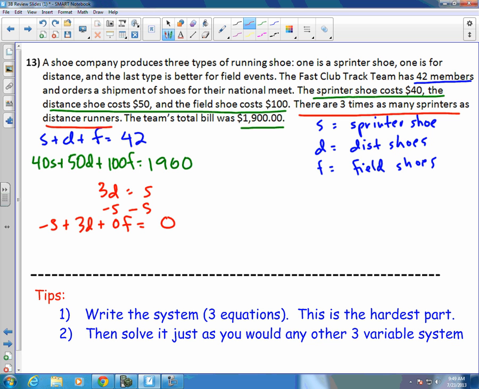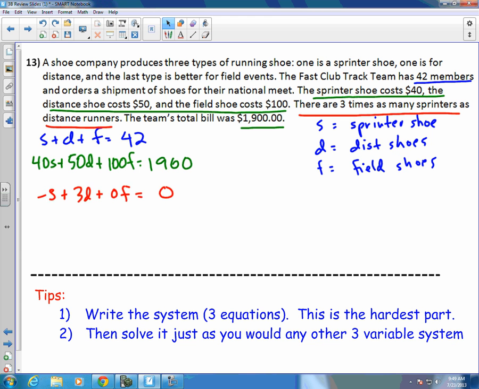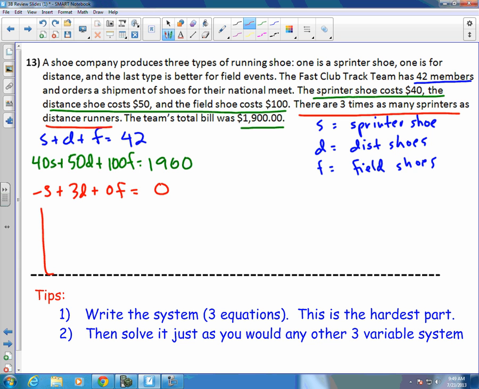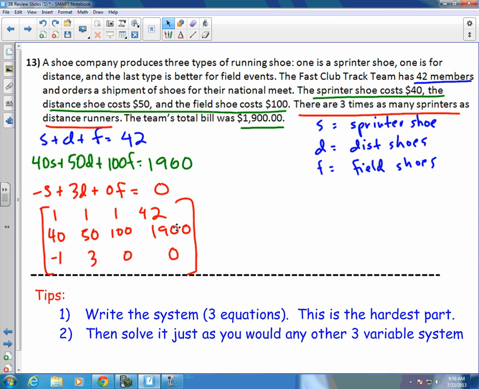So those are my 3 equations. Now I'm going to write an augmented matrix, type it in my calculator, and do RREF to find the number of each type of runner. The first equation has coefficients of 1, 1, 1, and a constant of 42. The next one has 40, 50, 100, and a constant of 1900. The next one is -1, 3, 0, and a constant of 0. I'm going to type that in my calculator and do RREF.